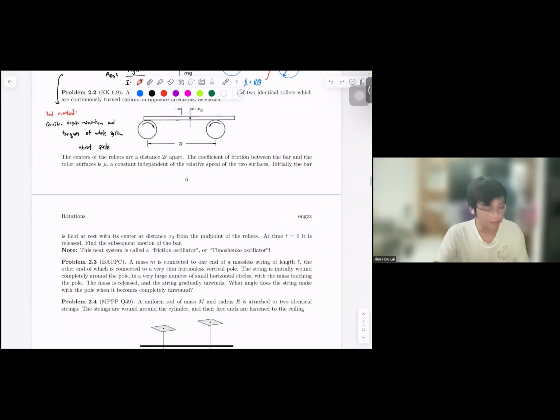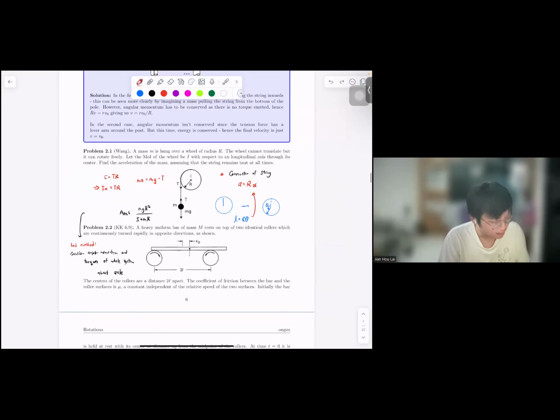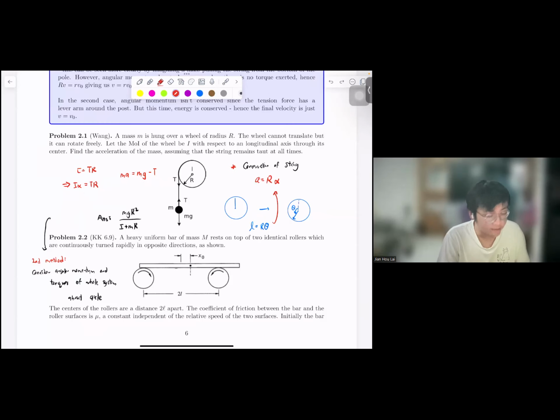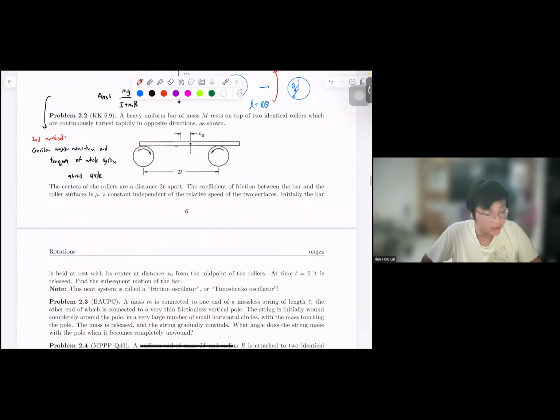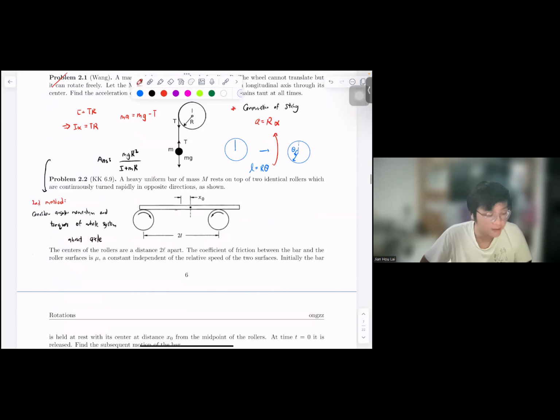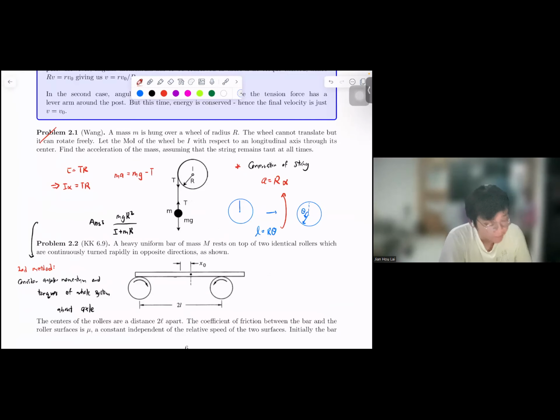Okay, some of the questions you may want to try out. Maybe you can try out this question one, just for the idea of it. You try to analyze, let's say you go through this problem. It just gives you the idea of how to approach it.